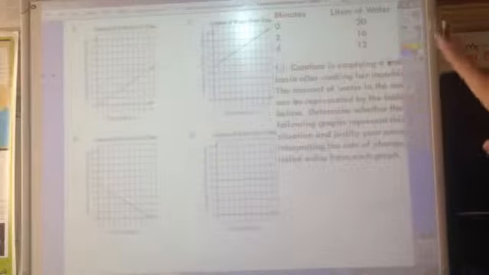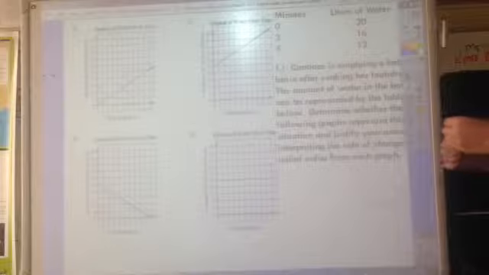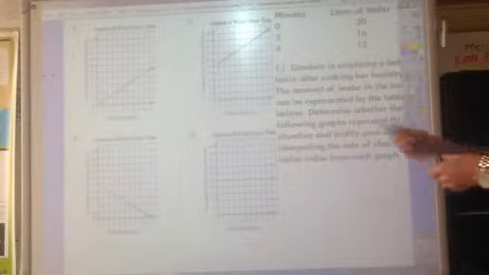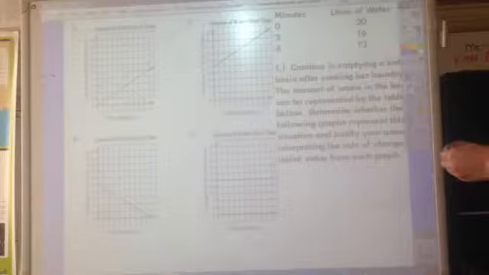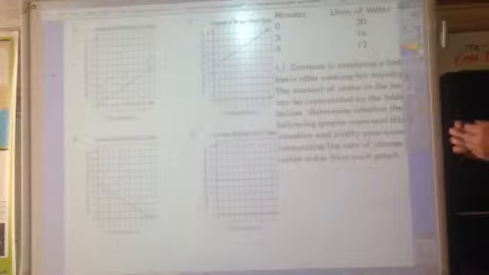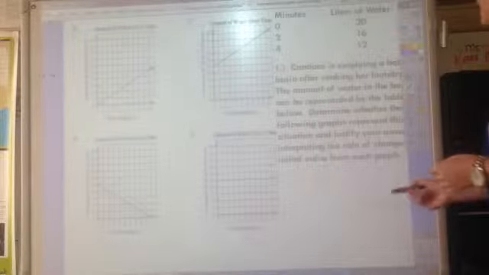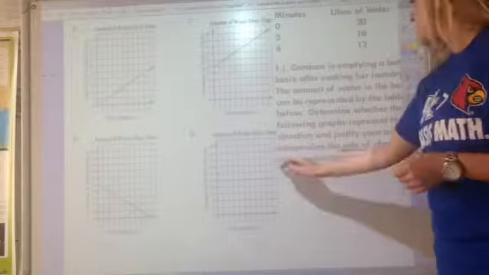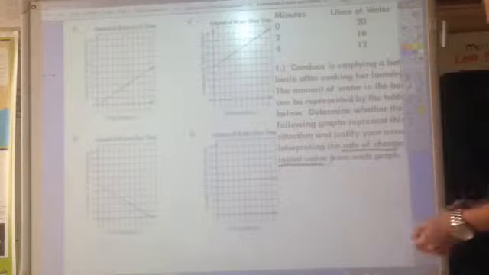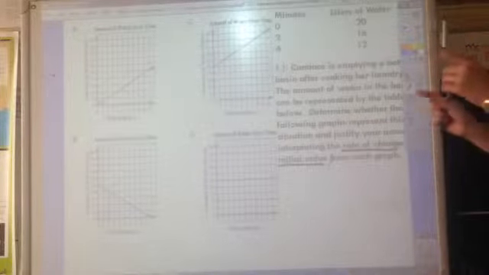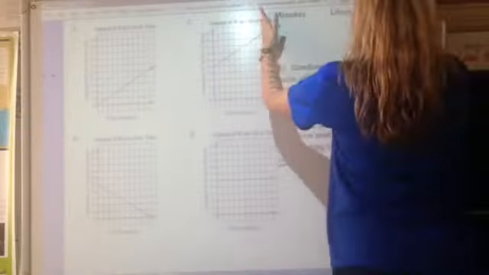Candace is emptying a bath basin after soaking her laundry. The amount of water in the basin can be represented by the table above. Determine whether the following graphs represent this situation and justify your answer interpreting the rate of change and initial value from each graph. So again, I'm looking for rate of change and the initial value. And what I want to figure out is which one of the graphs represents the table.